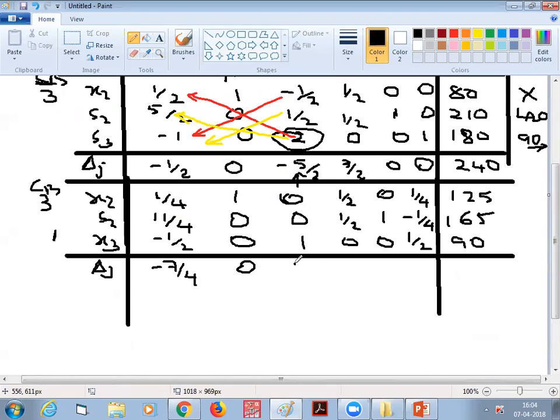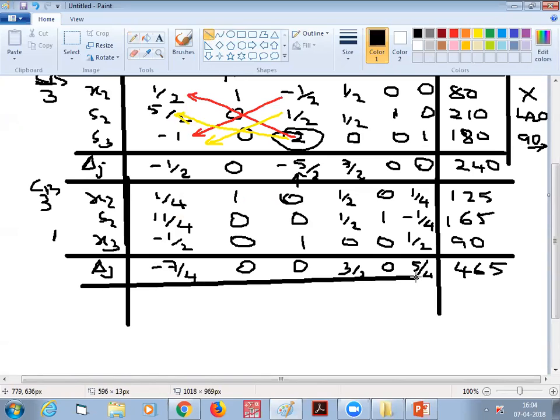These two automatically will be 0. Basic variables automatically have delta J equals 0. And this one also is automatically 0. What is this one? 3 into 1 by 2 will just give me 3 by 2. So that's positive. And here 3 into 1 by 4 plus 1 by 2 is 5 by 4. And Z, 3 into 125 is 375. 375 plus 90 is 465. Is it optimal? No. Why? Because negative.